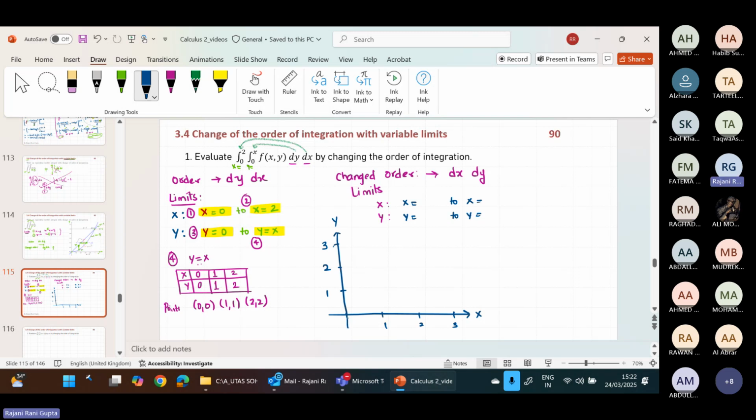So this is the point where x is 0, y is 0. This is the point where x is 1, y is 1. And this is the point where x and y are both equal to 2. I hope you know how to plot a line. When you draw this, you will join these 3 points to get the line.